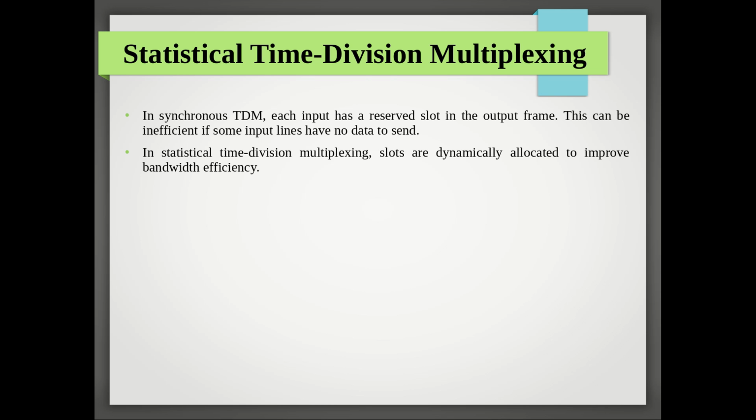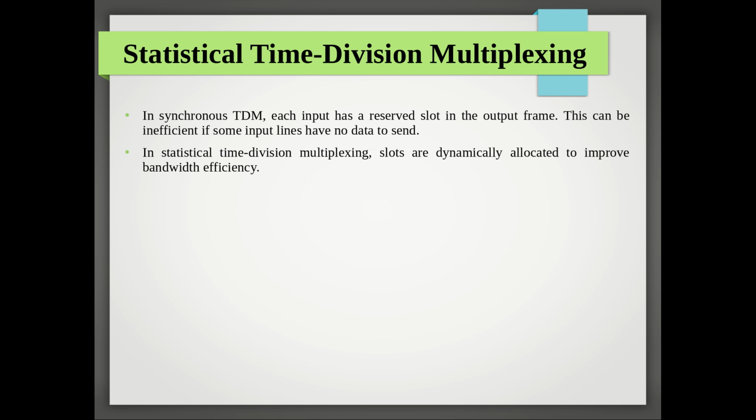But in statistical time division multiplexing, slots are dynamically allocated. That is very important. Statistical, in the sense that we may be using some statistics for determining the bandwidth of the outgoing link, and all that we will see. So that is why it has the name. But mainly the slot allocation is dynamic here. That is something you have to keep in mind. Slots are allocated dynamically to improve bandwidth efficiency.